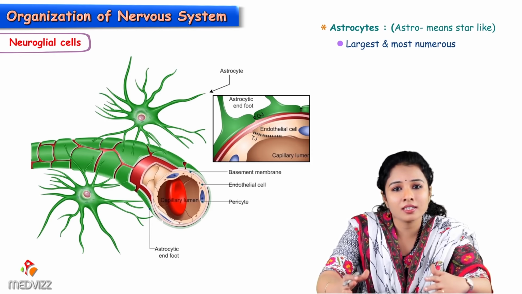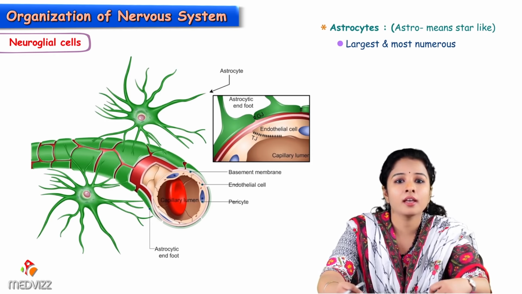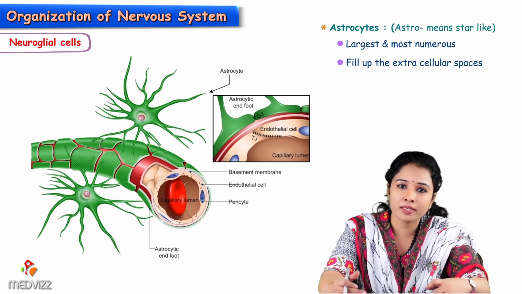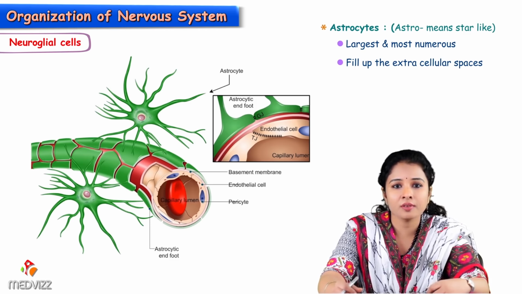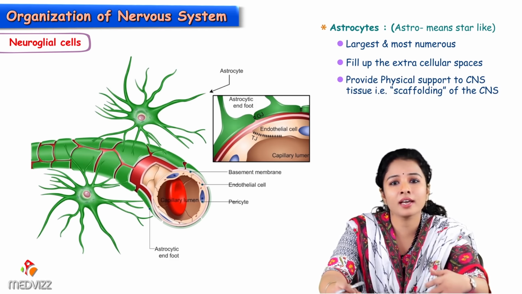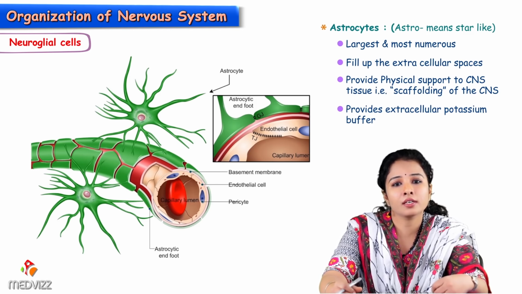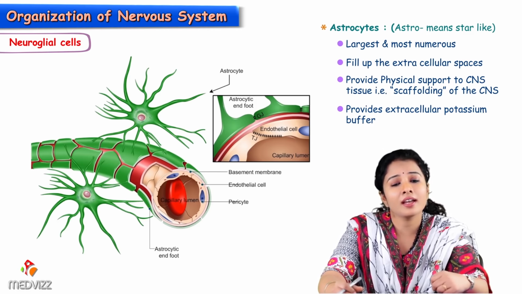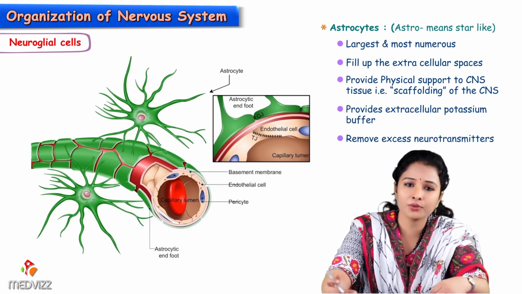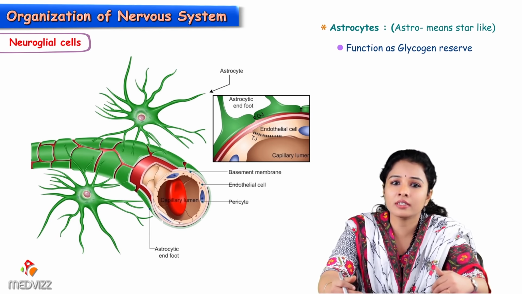Astrocytes are the largest and most numerous among the neuroglial cells. Astro means star-like. They fill up the extracellular spaces in between the neurons. Astrocytes provide physical support to the CNS. They are like scaffolding for the CNS, and they provide extracellular potassium buffer. And these cells remove the excess neurotransmitters which are produced by the neurons, and they function as glycogen reserve.